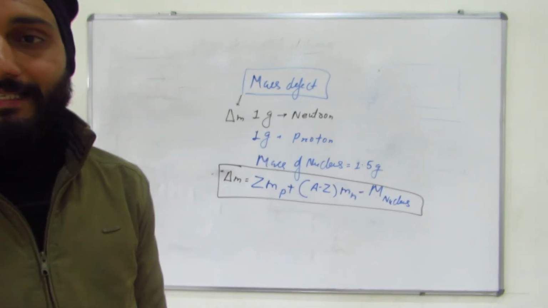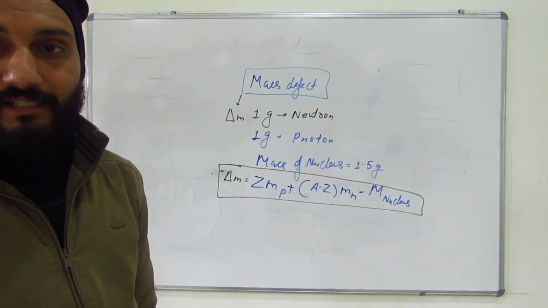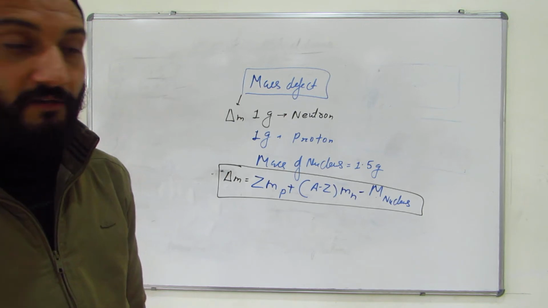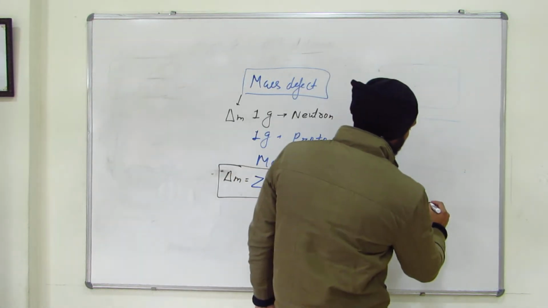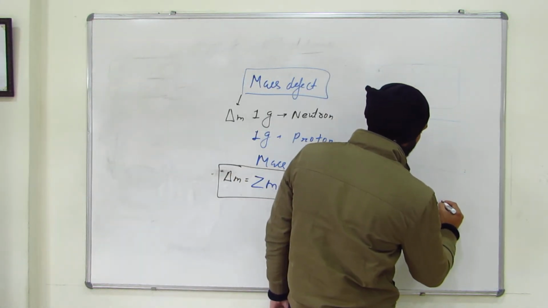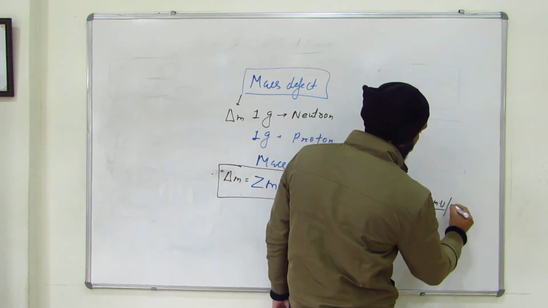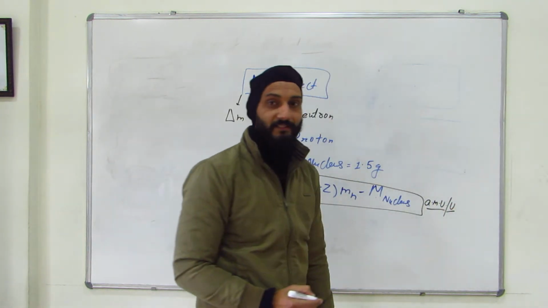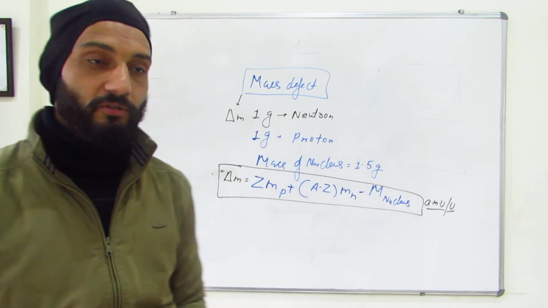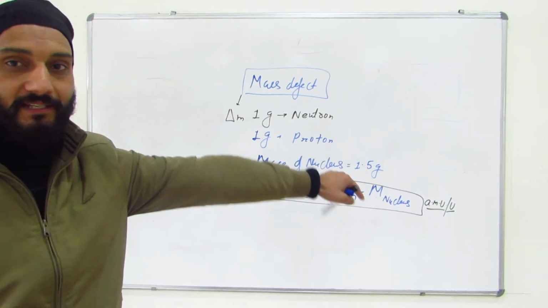Now guys, listen carefully: this mass defect, or this mass, is always given in atomic mass unit, or sometimes we just write unified mass, that is u. So this whole mass has the unit u.